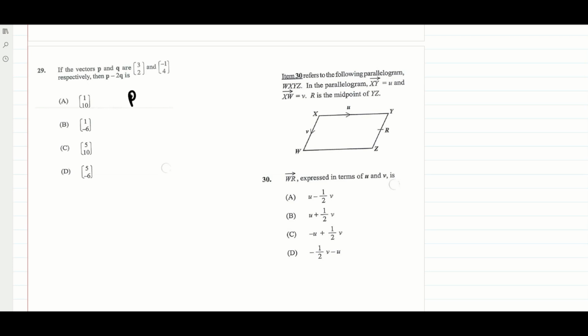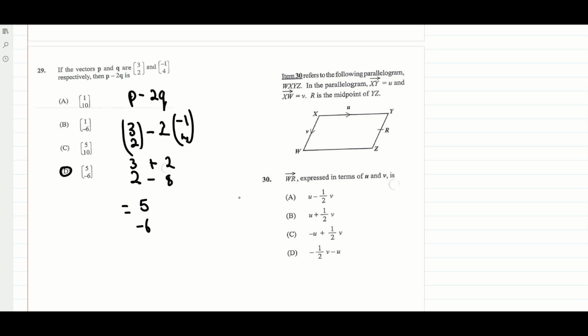So we have P minus 2Q, which is (3, 2) minus 2 by (minus 1, 4). That's 3, 2 minus 2 by minus 1 is plus 2, 2 by 4 is 8. That's 3 and 2 is 5. 2 minus 8 is minus 6. So that would be D.